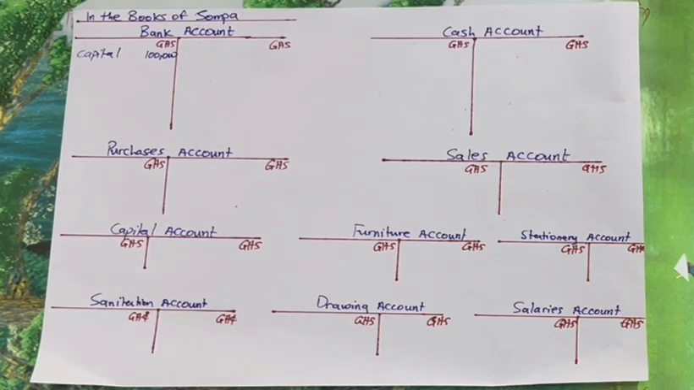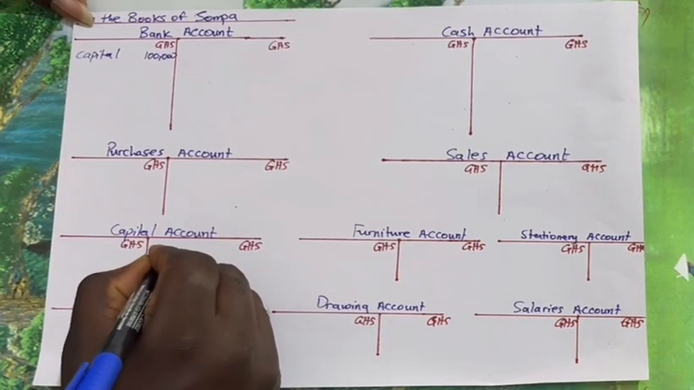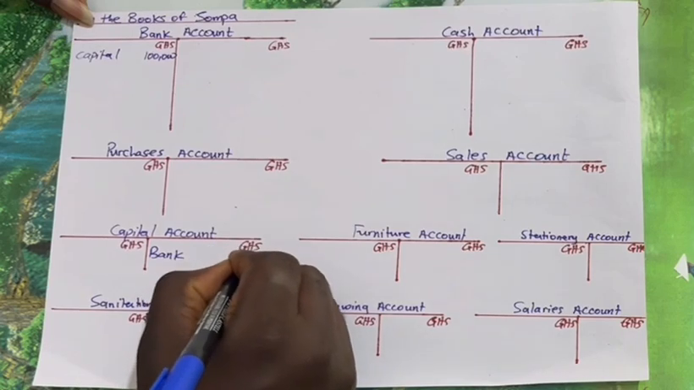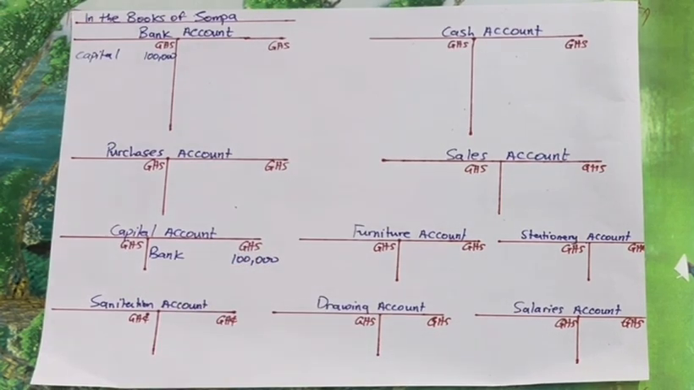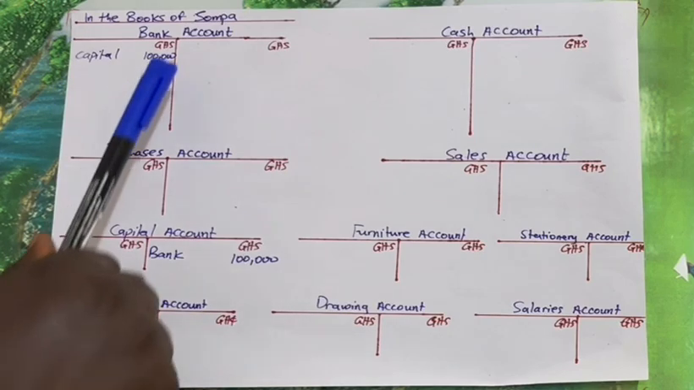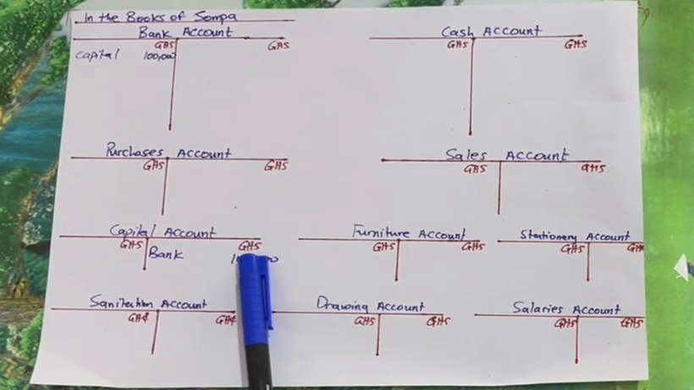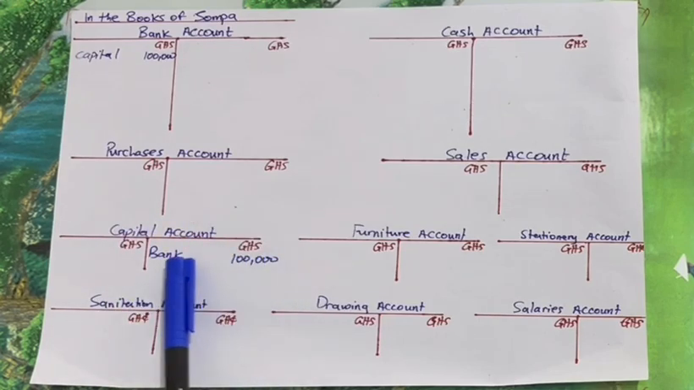I've already opened the accounts, and we are just putting the entries inside. So we have to open the capital account and then we credit it in the name of bank account. That's the corresponding entry, bank 100,000. Do we get it? So the owner introduced 100,000 into the business. That is capital and then bank. The money was deposited in the bank, so we debit our bank 100,000 and then we show the credit balance of our capital account, in the name of bank.